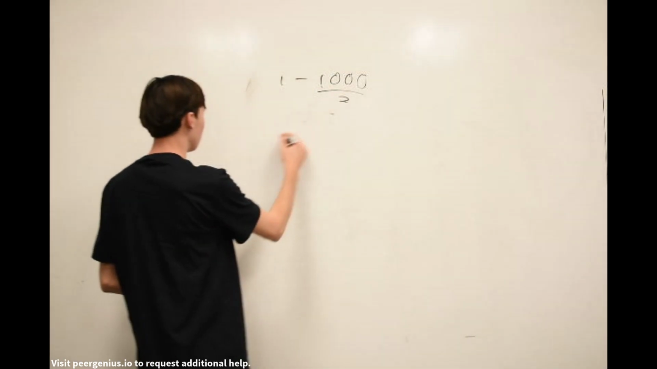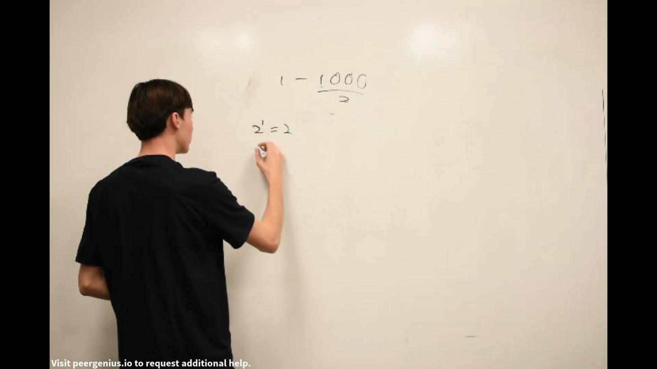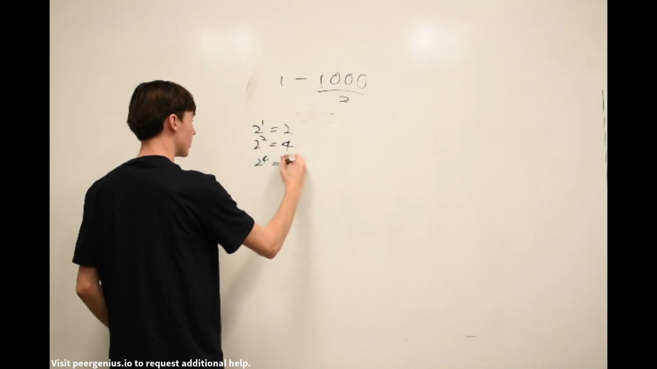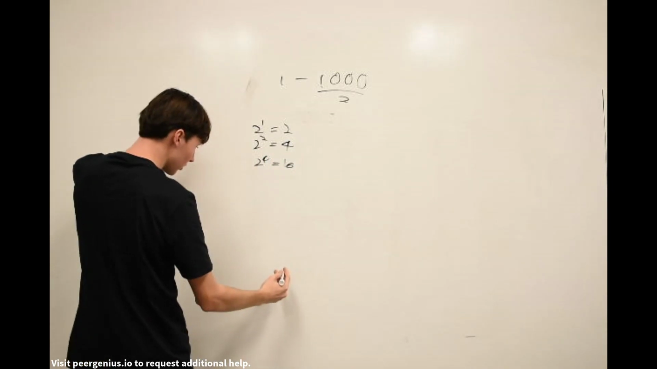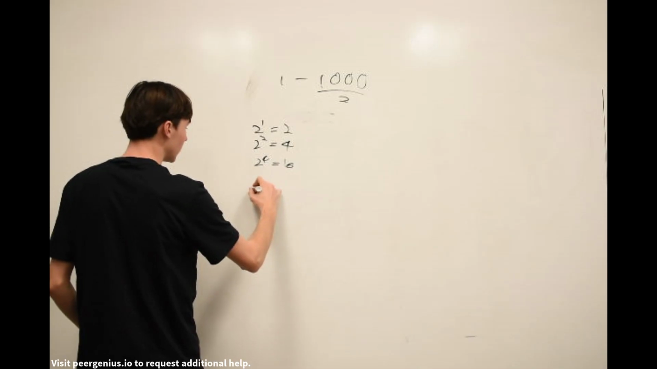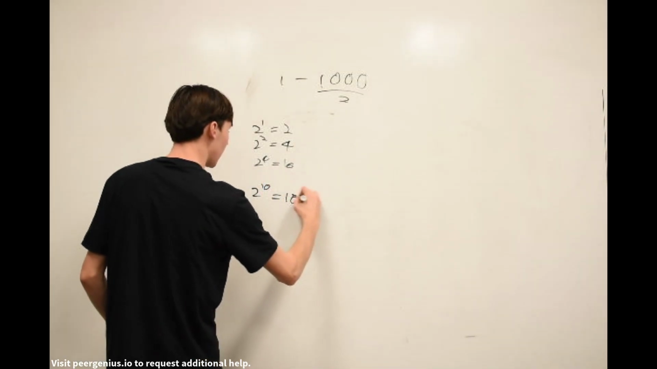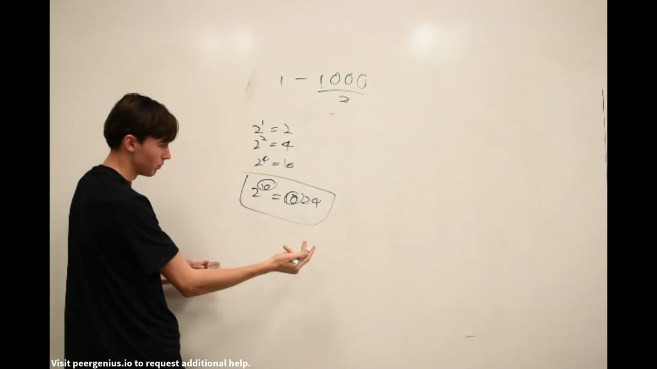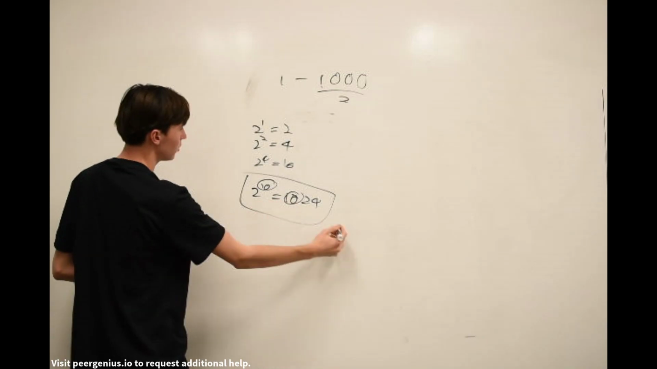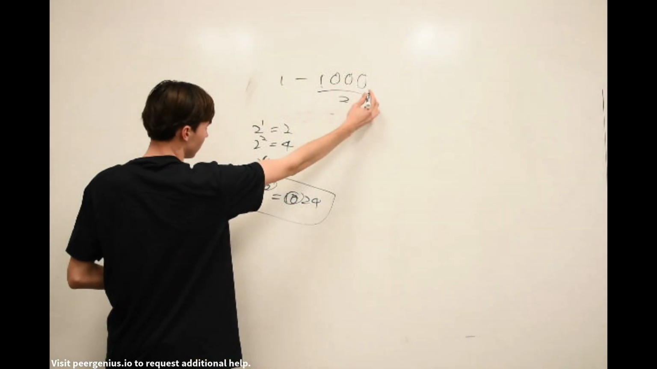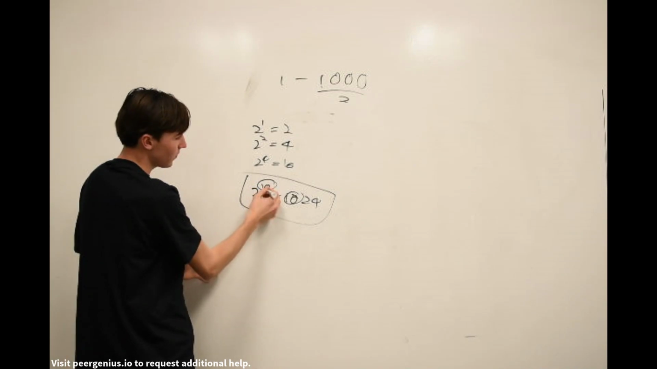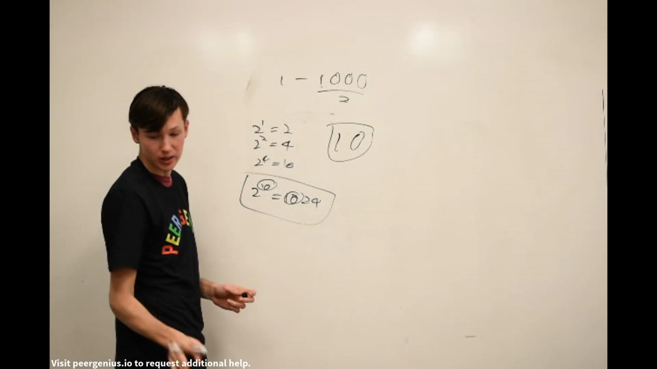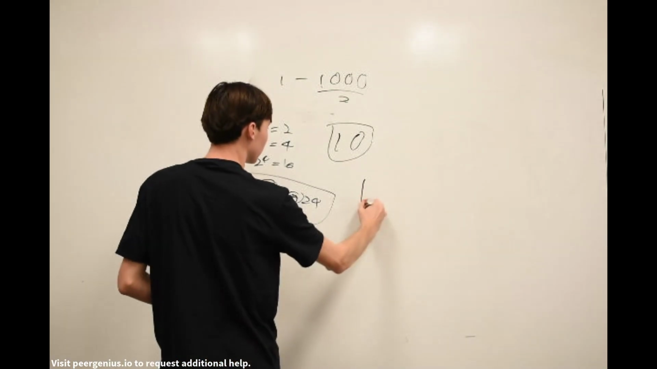If we look at our powers of 2, we have 2 to the 1, which is 2, 2 to the 2, which is 4, 2 to the 4, which is 16, and you keep going down your list until you reach 2 to the 10, which is 1024. This is something you should know; it's fairly easy to remember. What this tells you is 1024 is greater than 1,000. So we need 10 guesses to get the number every single time, which means our answer is B.